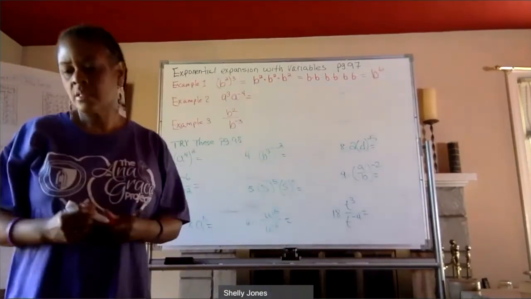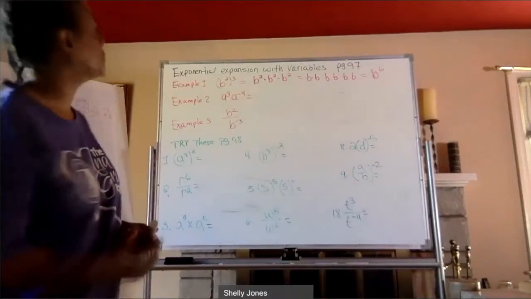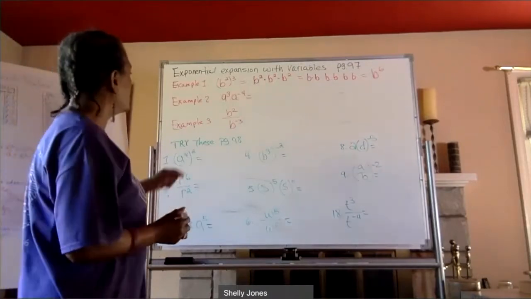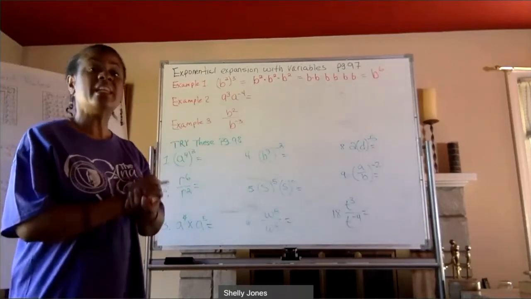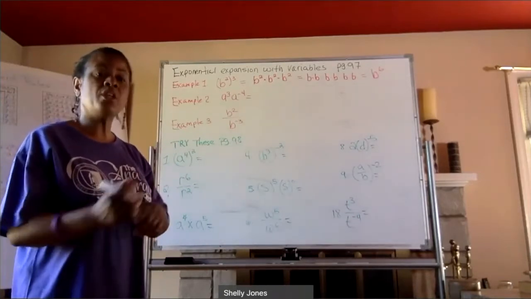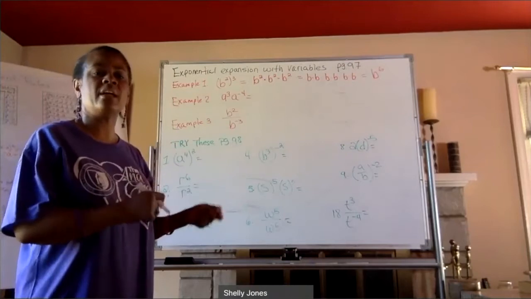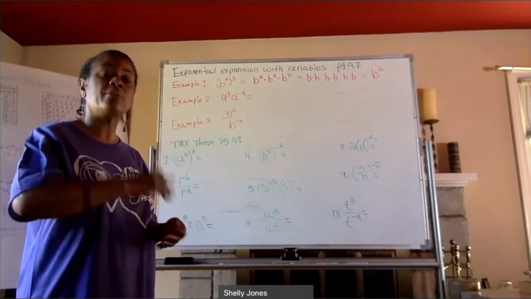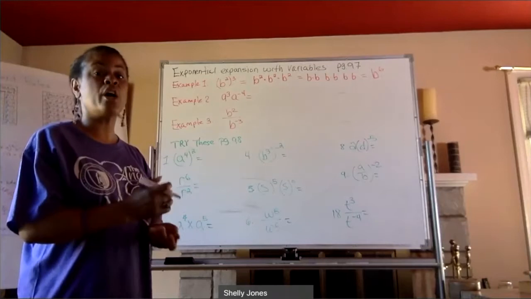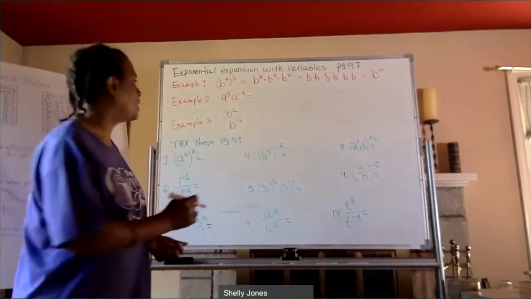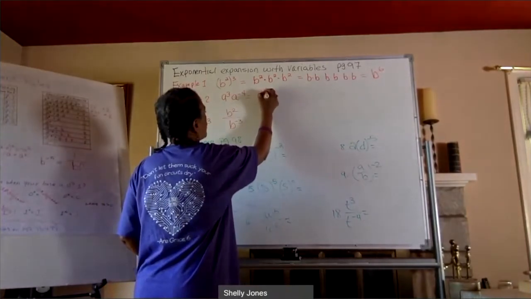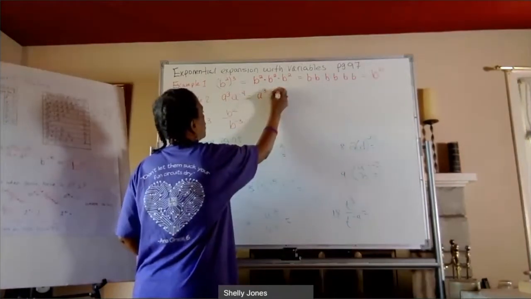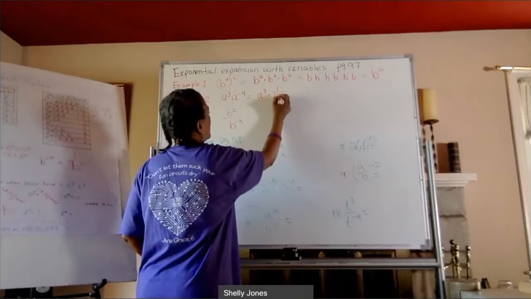Okay, so let's try another one. A to the 3rd times a to the negative 4. Well, we just learned that when we have a negative exponent, we're going to have the reciprocal of that. So we're going to have 1 over a to the 4th. So this is like saying a to the 3rd times 1 over a to the 4th.